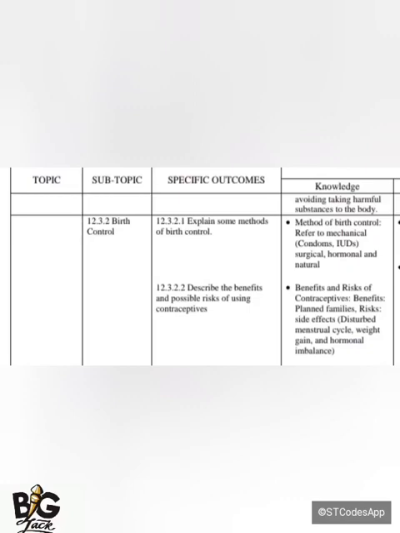Apart from that, give them the surgical or hormonal, and the natural, which is the rhythmic, where you understand your free time, for example, the time where you are not having the what? The ovulation. Okay, apart from that, you need to describe the benefits and the possible risks of using what? Contraceptives. So if they ask you to give them the benefits of contraceptive pills, the answers are on this part here.